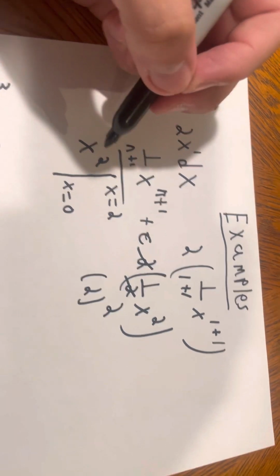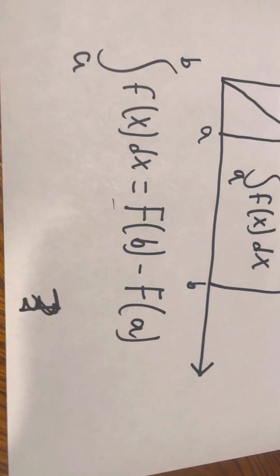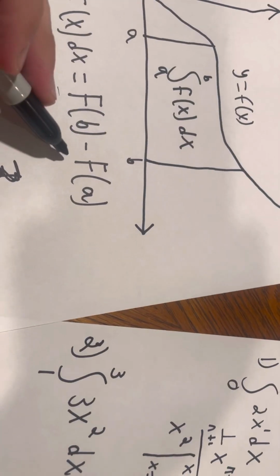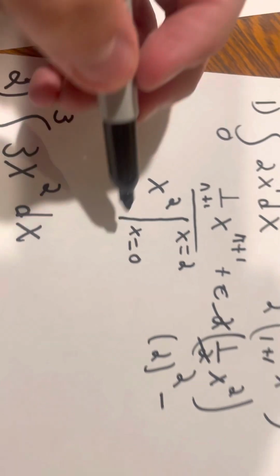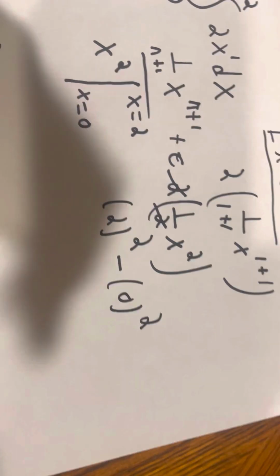So I figured that part out, and now I'm going to subtract it, because if you remember from the equation earlier, this is f of b, which we know is 2, and then we have f of a, which right here is going to be 0. So that is going to be 0 squared. So now we can evaluate this.